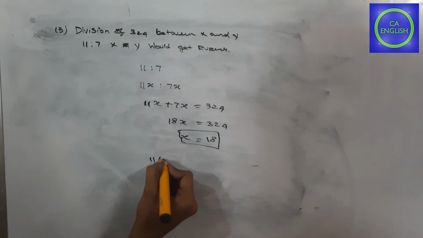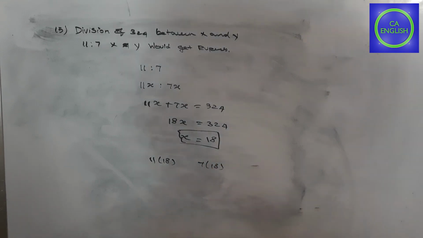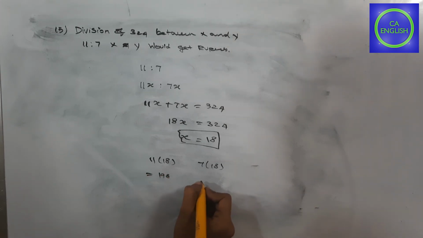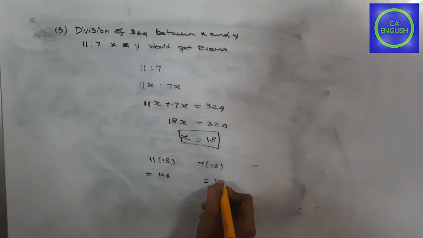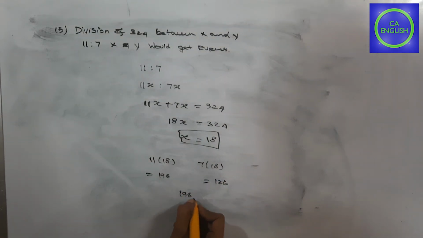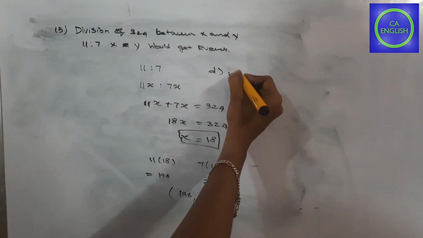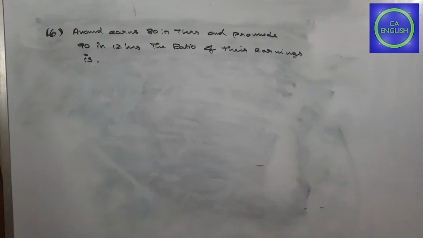11 into 18, then 7 into 18. We want to multiply it. 11 into 18 is 198, then 7 into 18 is 126. So 198 comma 126, and the answer is not given in the book, so the answer is none of these. That's it.